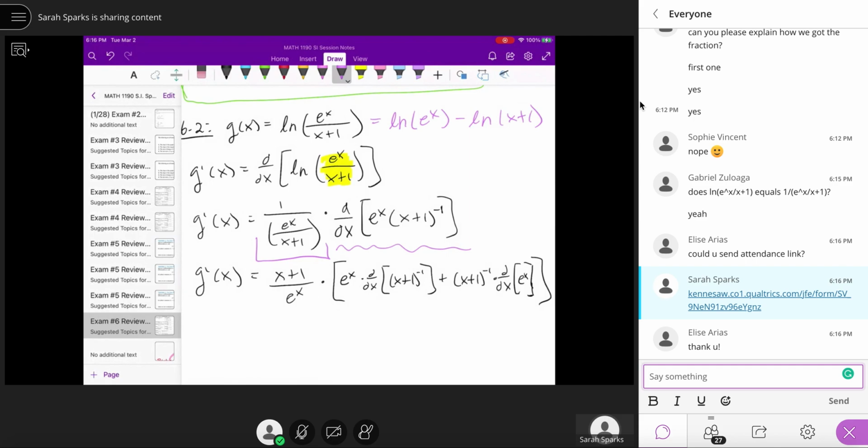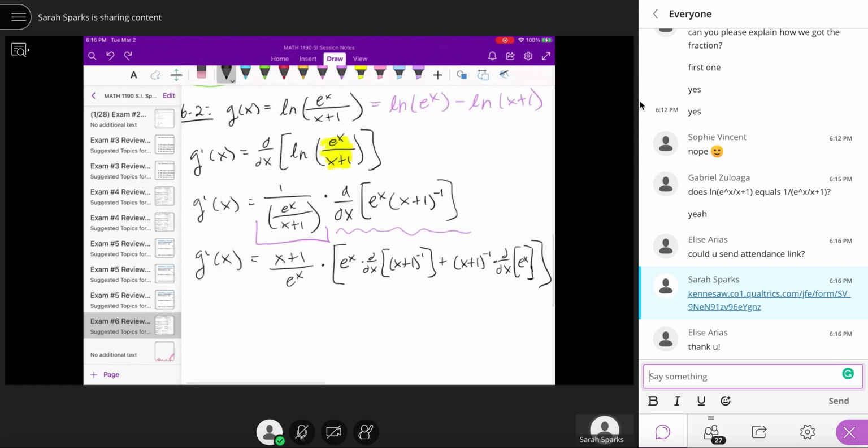So from the second step to this third step, all I did was apply my product rule and then write this as x plus 1 divided by e to the x to make it look a little nicer. Now we just got to take some derivatives.